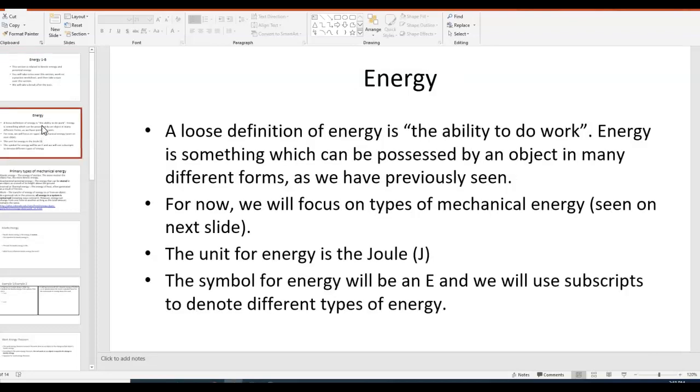Okay, so in the last video we talked about a loose definition of energy as the ability to do work. We also talked about work and power, the concept behind those two things, and how to do calculations with work and power. But now we're going to focus more on actual types of energy, specifically on mechanical energy. And just to recap, remember that the unit for energy is the joule. The symbol for energy is a capital E, and then we use subscripts to denote different types of energy.